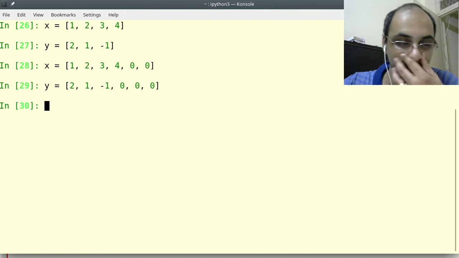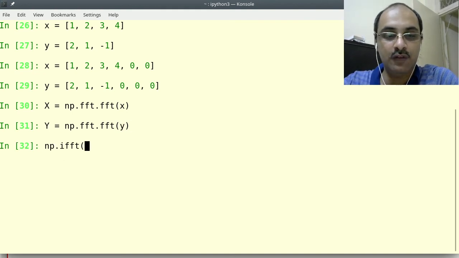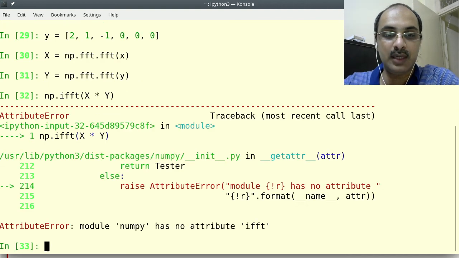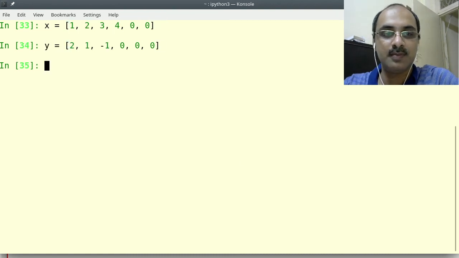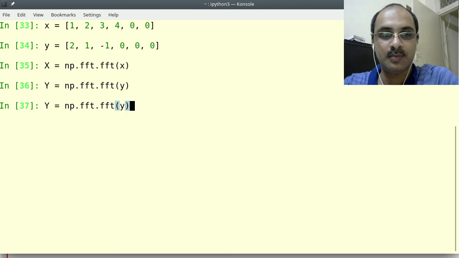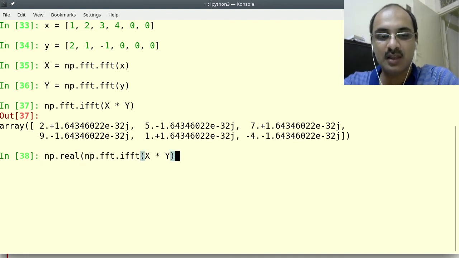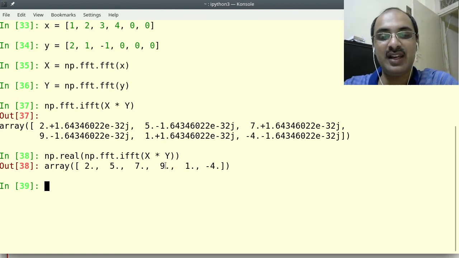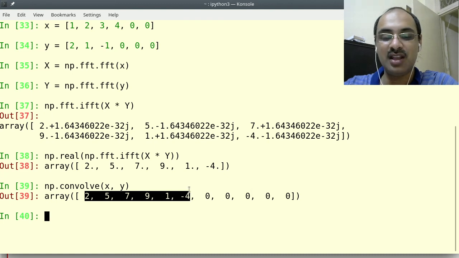Now if I perform the FFT and IFFT, and multiply, I will just write those sequences again. You see that the imaginary part is small, so I just plot the real part. You will find you get 2, 5, 7, 9, 1, minus 4, which is the same as what you would have got had you done the direct convolution. Of course, because of zero padding you get these zeros, but it's the same thing.